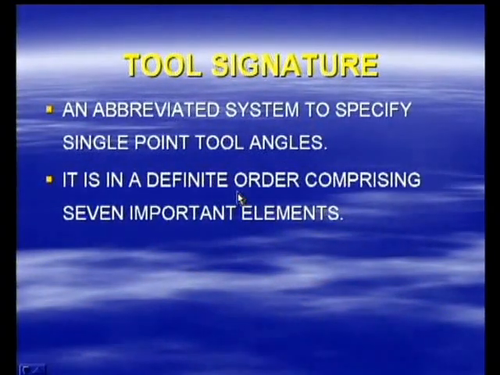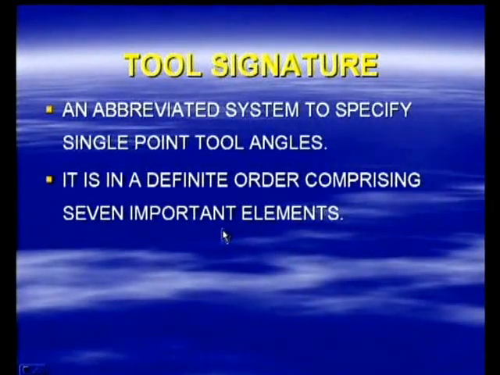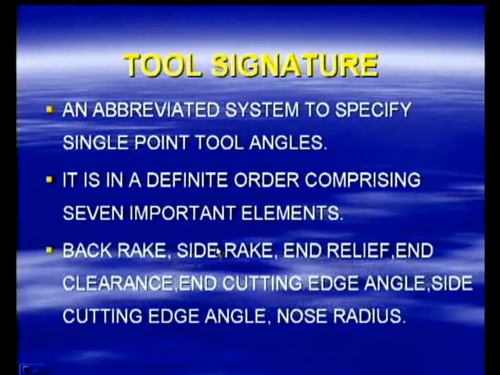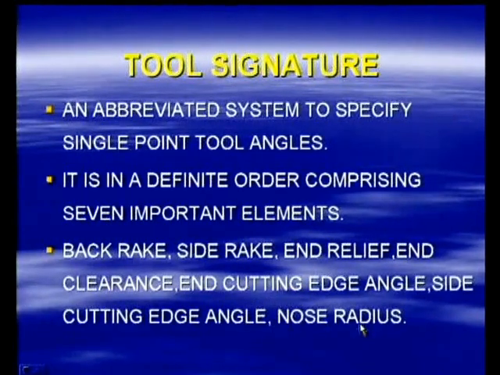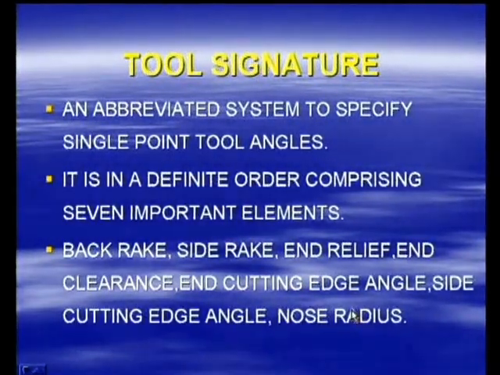That abbreviated system is called the tool signature, and it is in a definite order comprising 7 important elements. What are the 7 elements? First is back rake, second is side rake, third is end relief angle, fourth is side relief angle, fifth is end cutting edge angle, sixth is side cutting edge angle, and the last one is nose radius.